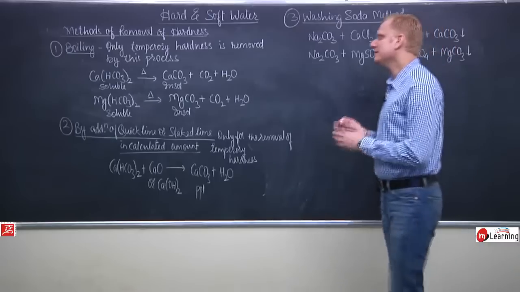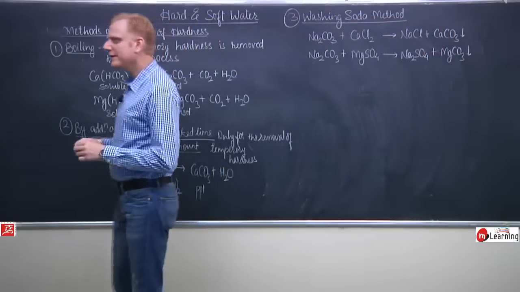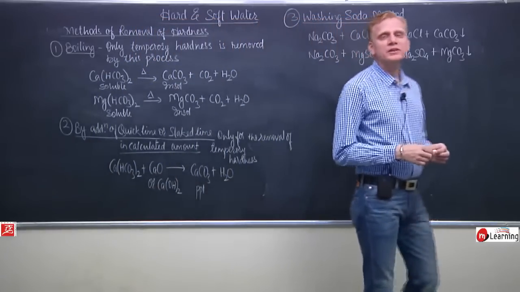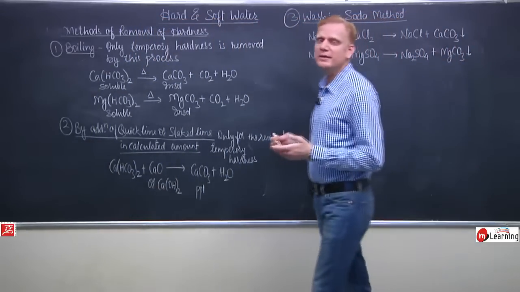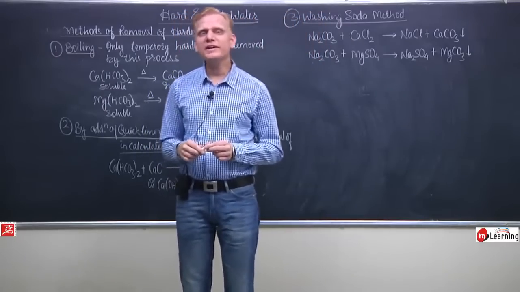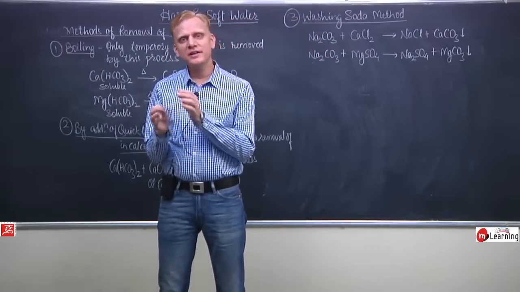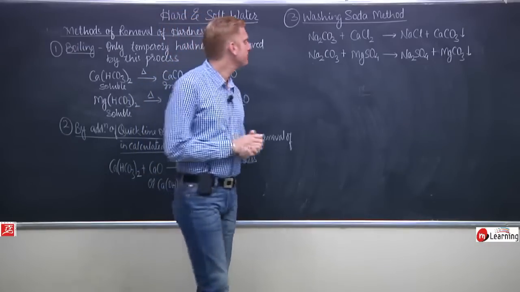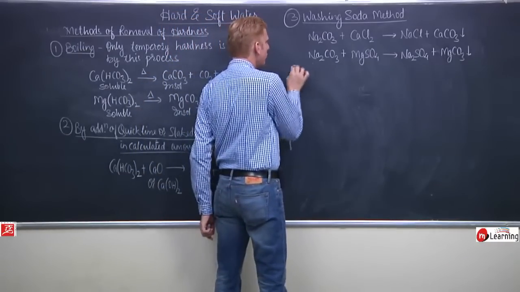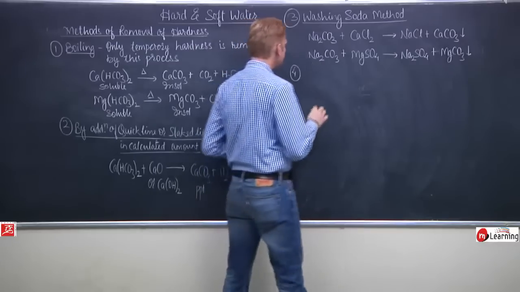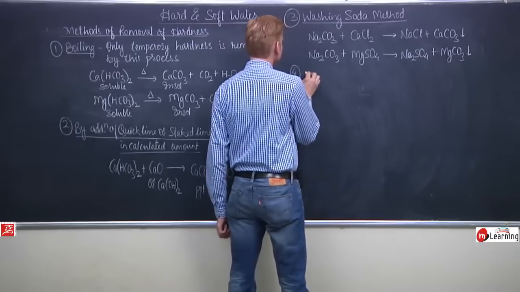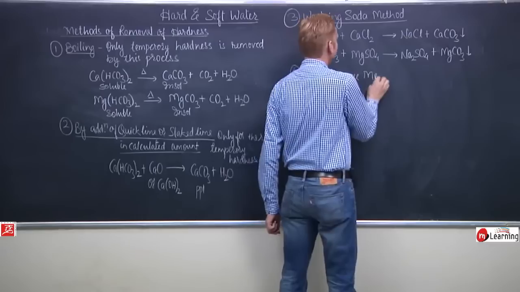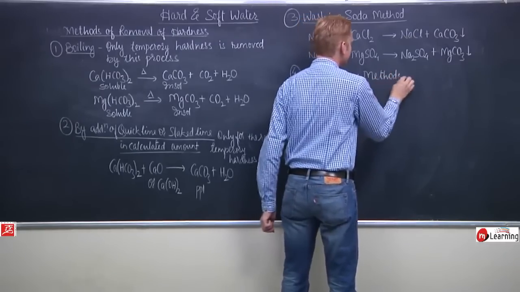These are the methods which are commonly used not for the bulk level treatments. When large quantity of water is to be converted in the form of soft water, then we have some industrial processes. The industrial processes of softening of hard water includes number 1, ion exchange method.